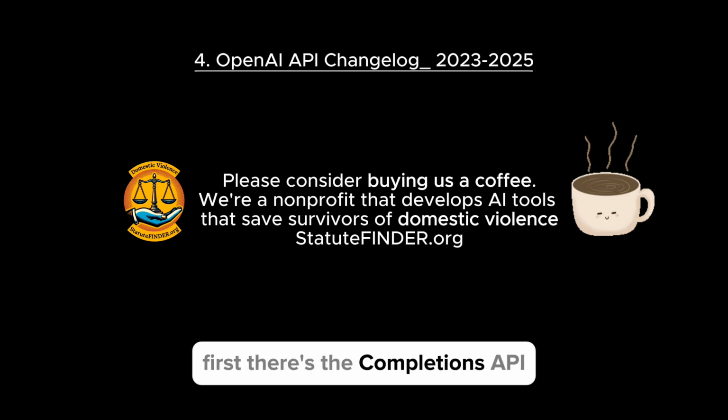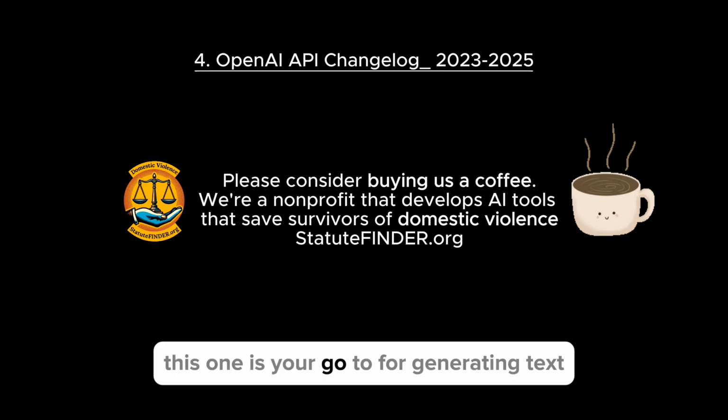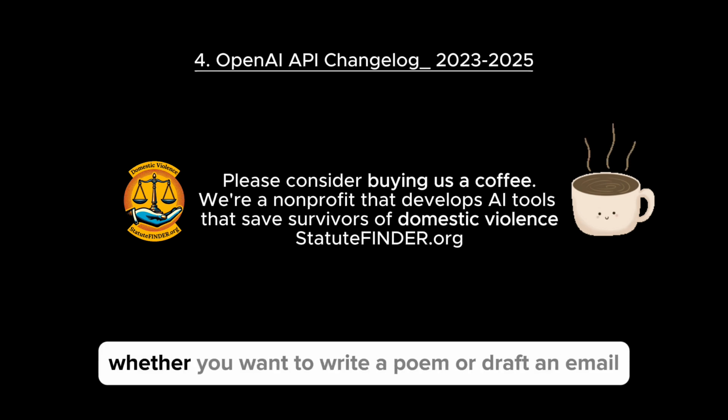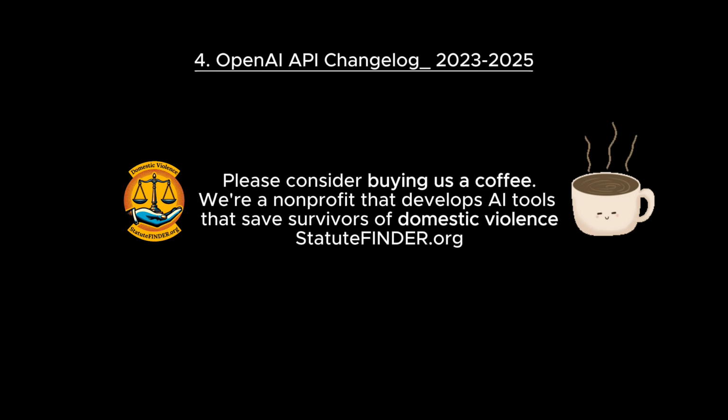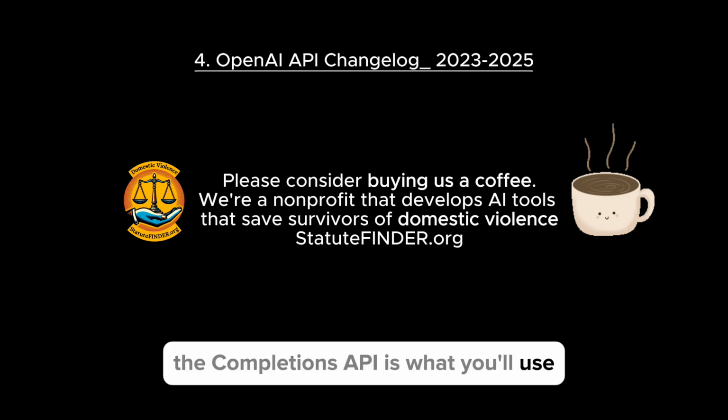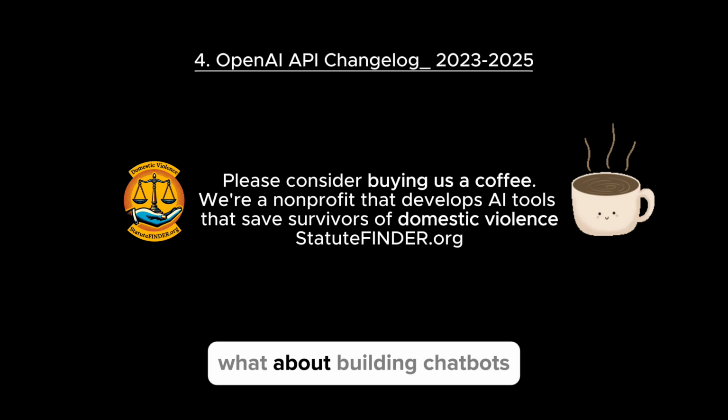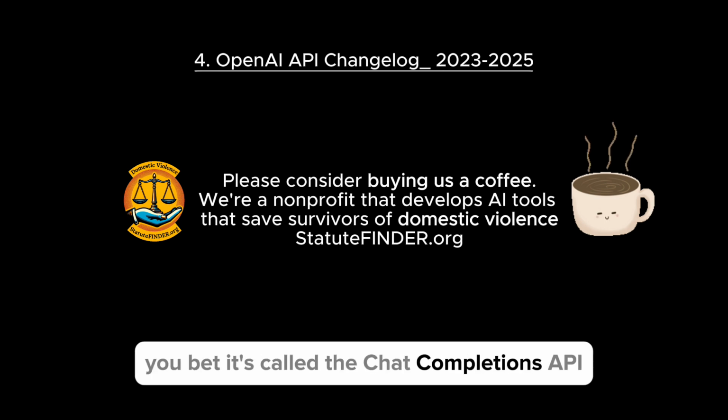First, there's the completions API. This one is your go-to for generating text. Whether you want to write a poem or draft an email or even generate code, the completions API is what you'll use. That sounds incredibly versatile. What about building chatbots? Is there a specific API for that? You bet. It's called the Chat Completions API.